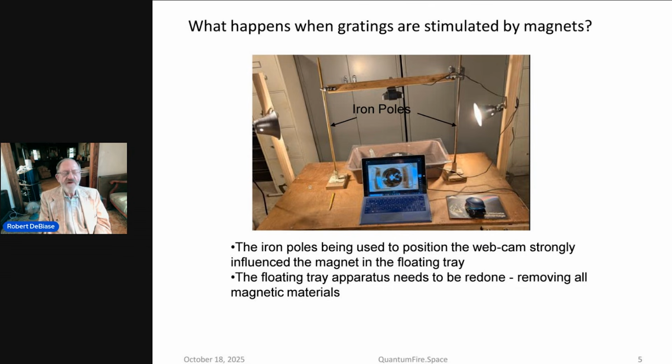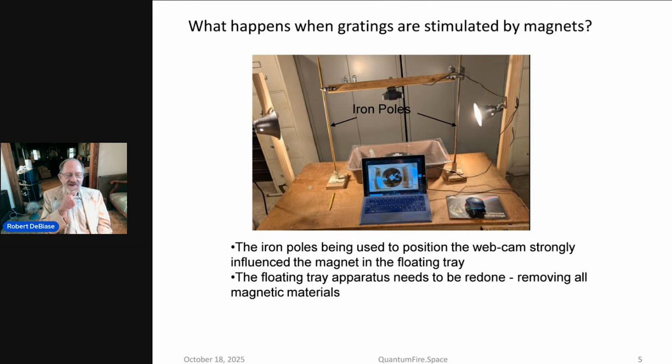Well, unfortunately, I had these iron poles holding up the webcam, and they caused the... At first I put the magnet, a samarium cobalt magnet, particularly strong, with an unmodified grating, and it just zipped around. It was crazy. But it came to rest at essentially the 90-degree position.